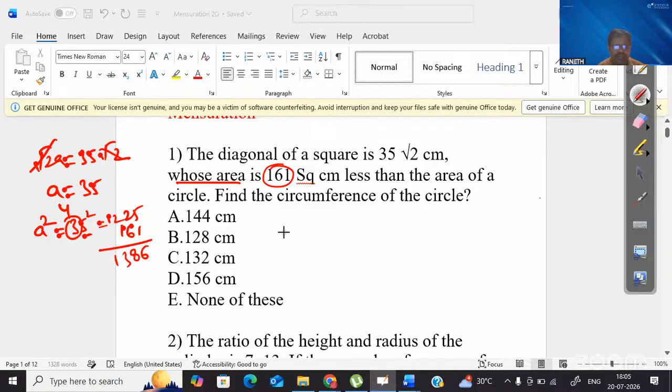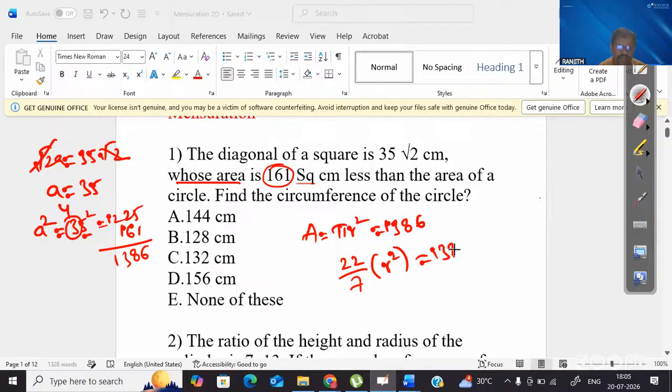So total will be equal to 1386, which is the area of circle. So what is the area of circle? Pi r square, where pi r square equal to 1386. Pi is nothing but 22 by 7, r square is equal to 1386. So do the cancellation: 22 ones are 22, 6 and 3, where r square equal to 441, then the r will be equal to 21.